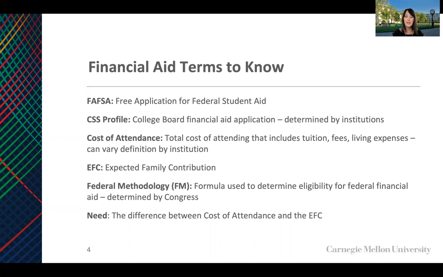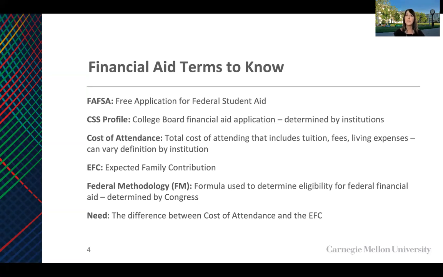So the need, that's another term you will hear a lot. That is the difference between the cost of attendance and the expected family contribution, or the EFC. So you'll have a cost of attendance, which is your total cost to attend a university. We will subtract your expected family contribution, and then that remaining cost is the need.